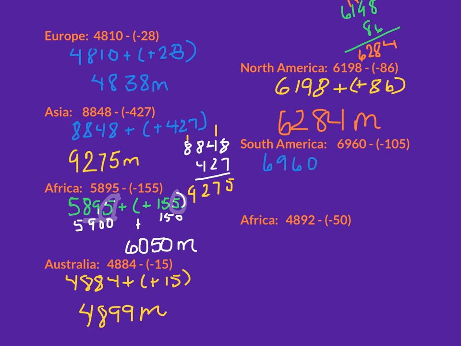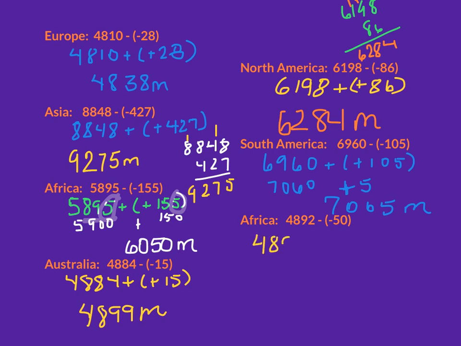Next, South America. 6,960. Oh, stay, change, change, cha-cha-cha. Huh, that was terrifying. I almost forgot to cha-cha-cha, and then I would have gotten it wrong. Whew, close call. Okay, 6,960 plus 105. If I add 100 to that, that will get me up to 7,000. That would be 7,060 plus 5 more, right? Because I bumped up the 100. And now 5 more is going to give me 7,065 meters.